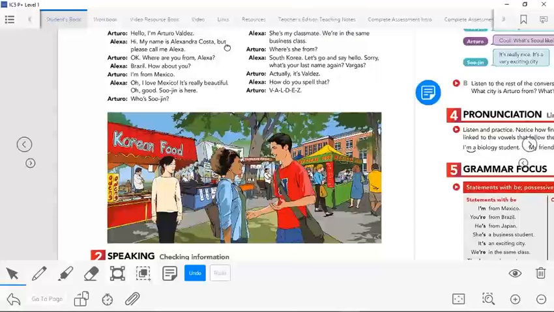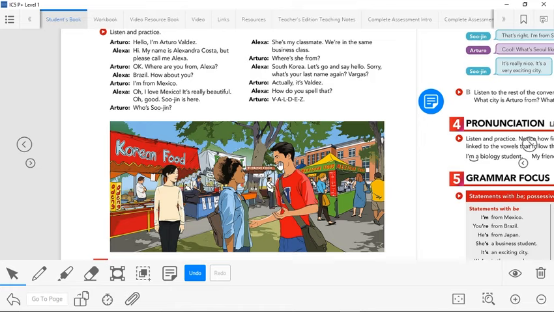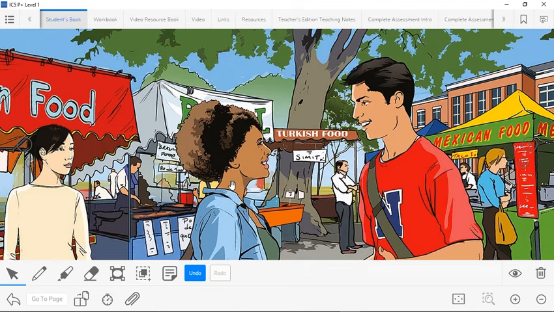Here we see these three people that are here in this fair in a college. Let's listen to it, okay?